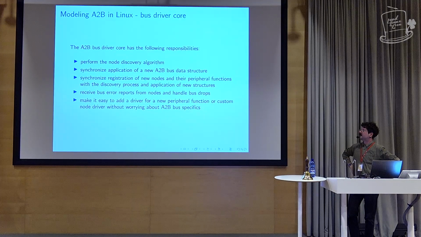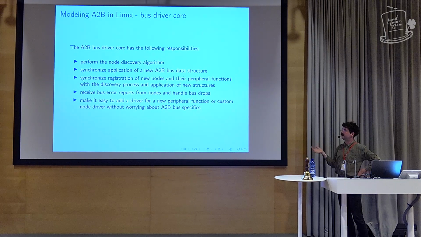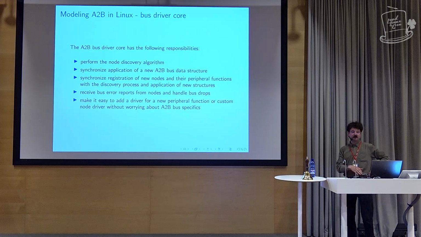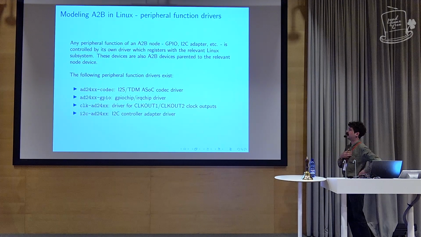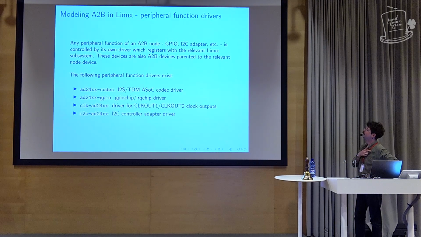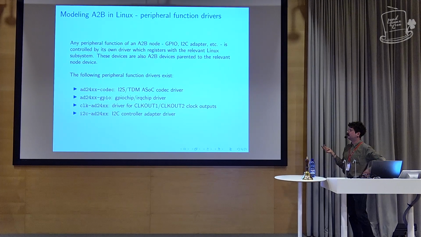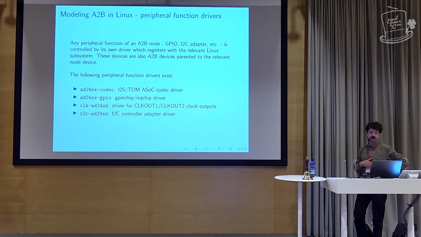Basically the whole point is to separate some concerns. So it's also easy if ADI come out with an even newer chip, with some function of that chip which requires its own new driver in a separate subsystem. Then the core offers some general abstractions which allow you to write that driver in an ergonomic way. So these are currently the drivers: codec, GPIO, clock, and I2C adapter. These are the functional properties of the chip, and these have their own discrete driver which can be used.